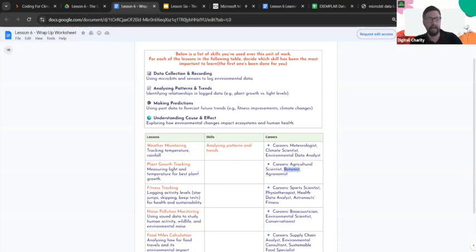So plant growth and tracking was lesson 2. Did I collect data and record? What's the main skill I used? Analyze patterns and trends. Did I make predictions, so on and so forth? So I'd say, plant growth and tracking, data collection and recording was the skill I used. So I'd put that in this box here. And I'd be like, okay, cool. So I now know that actually that's a skill that can be used for an agricultural scientist or botanist or things like that. So trying to make a real link between the skills we're learning and how that relates to real life careers.